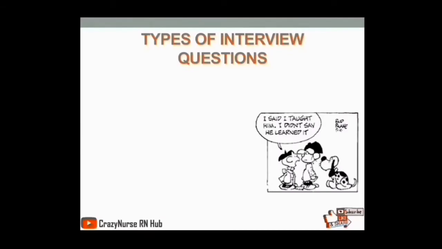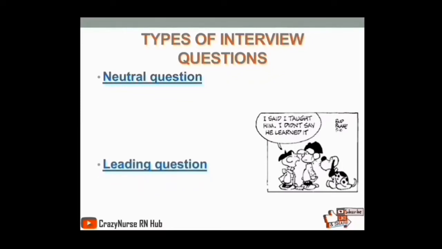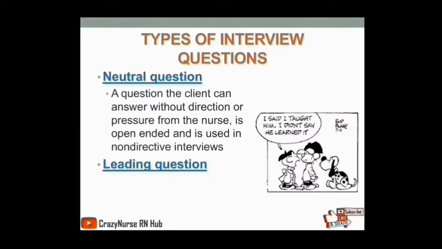Here are also the types of interview questions. It could either be a neutral question or a leading question. When we say neutral question, it is a question that the client can answer without direction or pressure from the nurse. It is open-ended and it is used in non-directive interviews. Examples are: How do you feel about that? What do you think led to the operation?